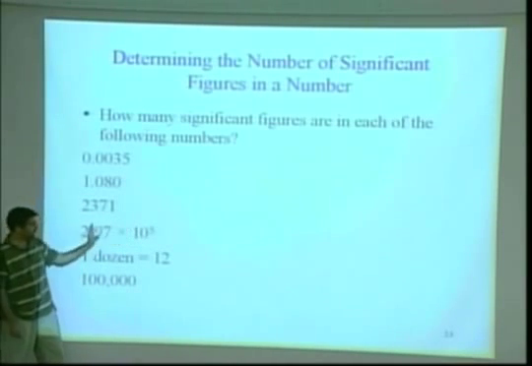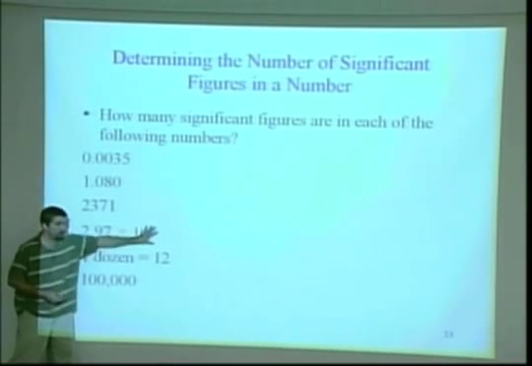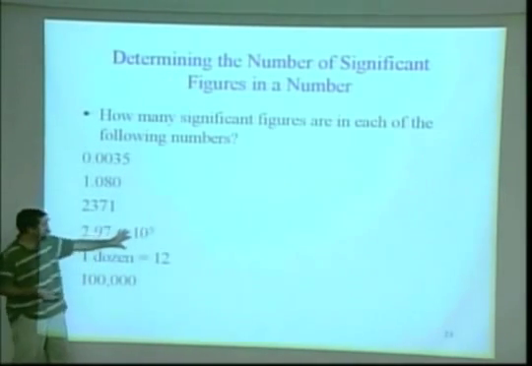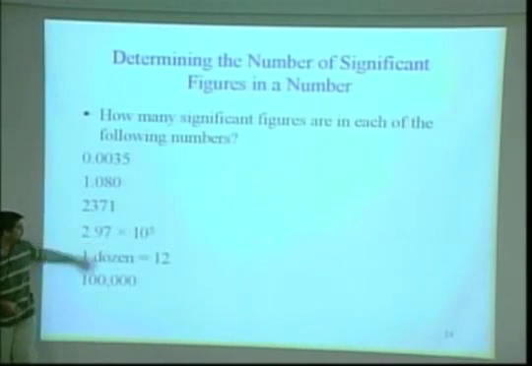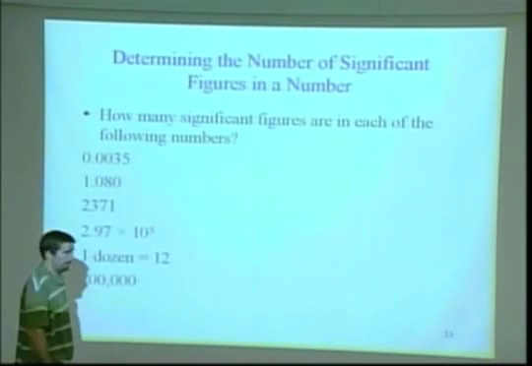Remember, this just tells you a factor, like what to multiply it all by. Ignore this. This is actually a perfect number because it's just 10 to the 5th. Okay, you're looking over here, just at this part. So there's 3. 1 dozen equals 12. It's a perfect number, right? It's a definition, so it's unlimited in that amount of sig figs.